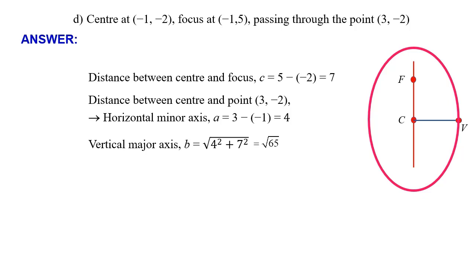After we obtain the value of b, we can write down the equation of our ellipse. The equation would be, from the center, (x plus 1) squared over 4 squared, that is 16, and then k is -2, so (y plus 2) squared over 65. We remove the square root because below here is squared, and then equals 1. Okay, so that will be the answer for question D.